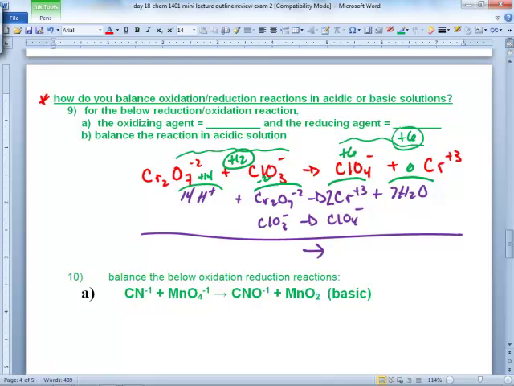Where did I get the 2 right here? Okay, that was the very first step. First we split it into its half reactions, then you balance everything but what and what? O and H. So you got to check that. 2 chromiums, only 1 chromium. So you got to put a 2 there. That's where that came from.